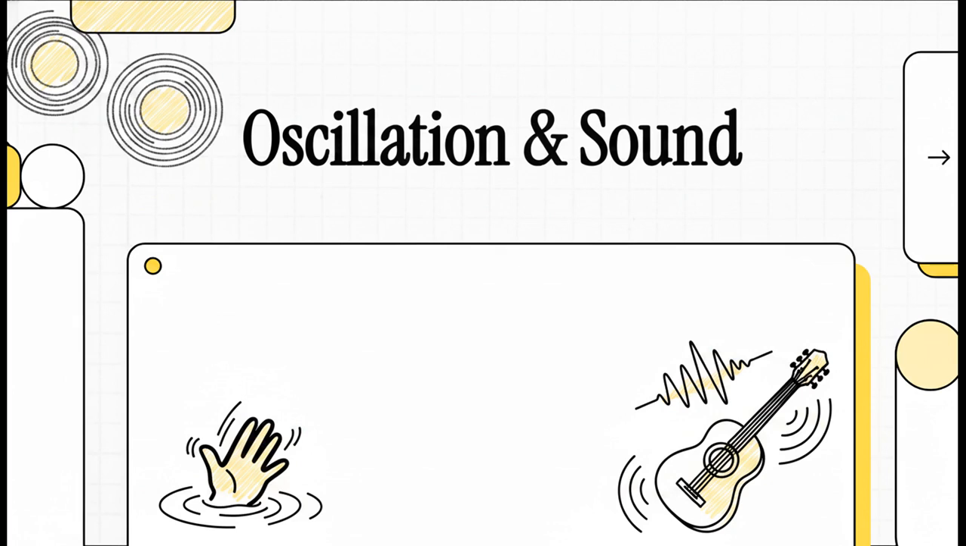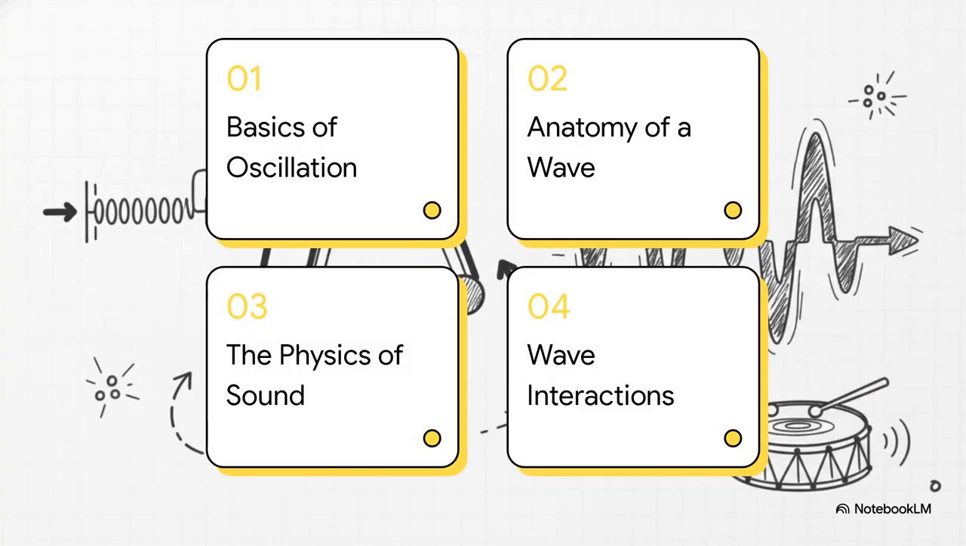We are tackling the core concepts of Grade 9 physics, specifically Unit 6. We're going to uncover the hidden physics of motion and sound and really break down exactly how energy moves through the world around us. Okay, let's dive right into our roadmap for today.